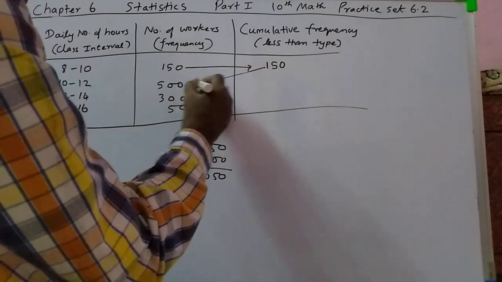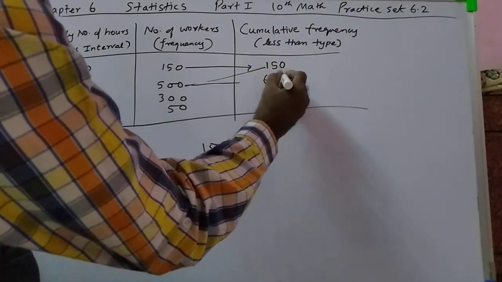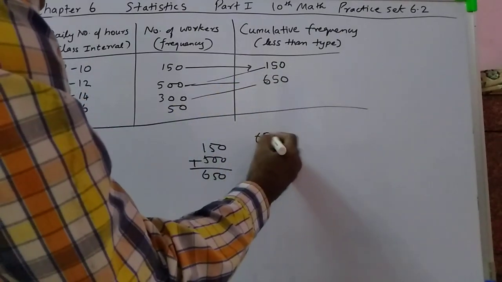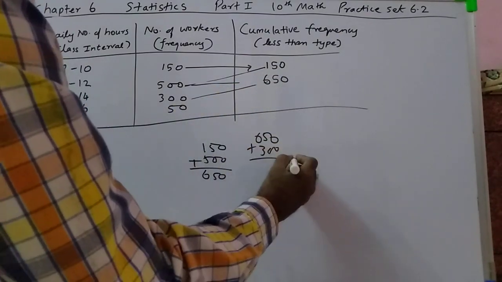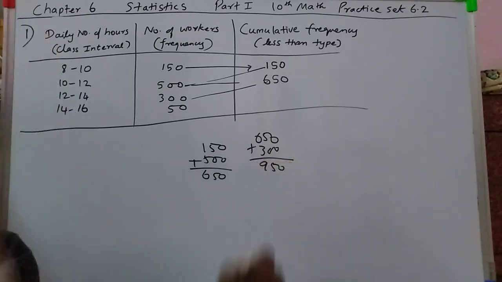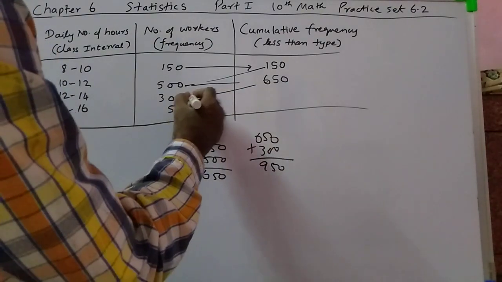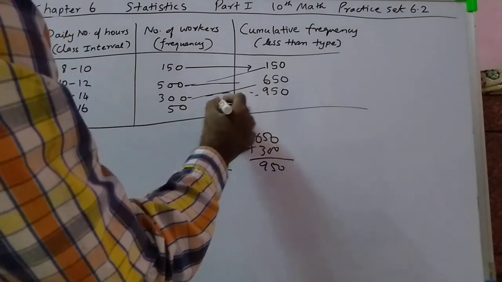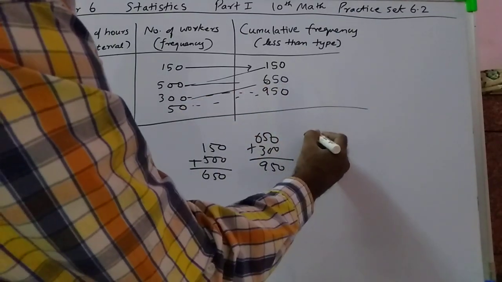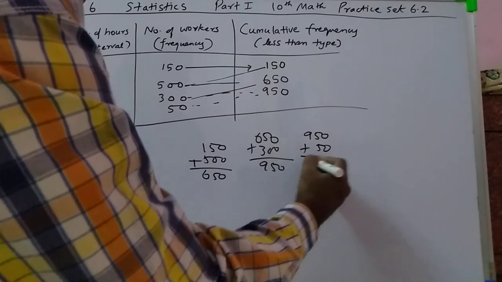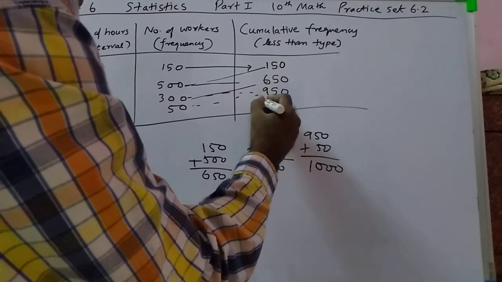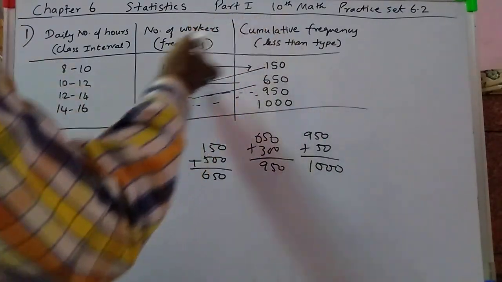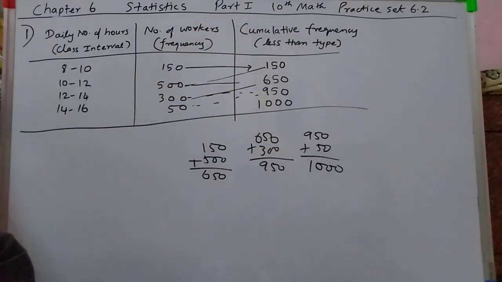That you write it here. Then 650 plus 300, okay, that will become 950. That you write it here. Then 950 plus 50 is 1000. Okay, so it is a diagonal addition like this. You have to add it. That's all.